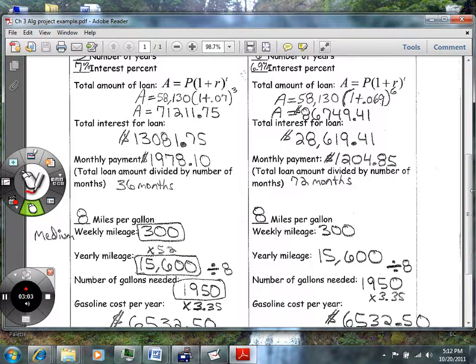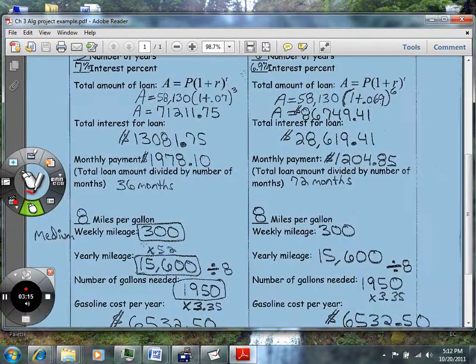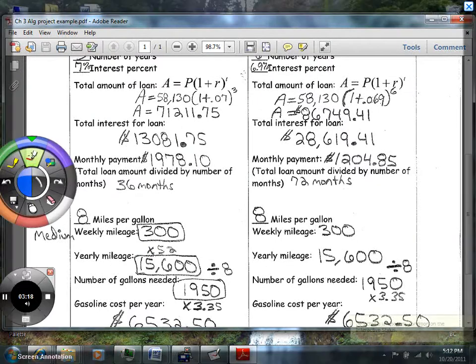Okay. Then we start talking about the gas mileage, and this Hummer gets 8 miles per gallon, pretty sweet. And I picked the medium driving, so that's 300 miles a week. If I want to figure out the yearly, of course there are 52 weeks in a year, so just multiply that by 52, and I get 15,600.